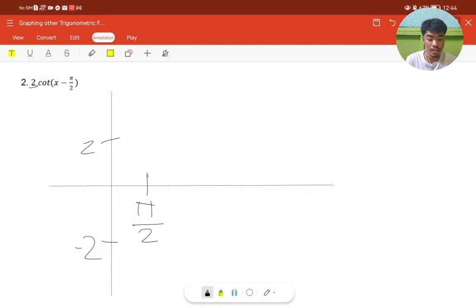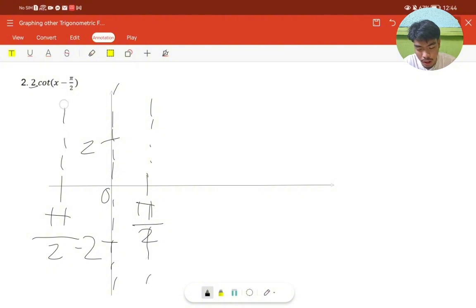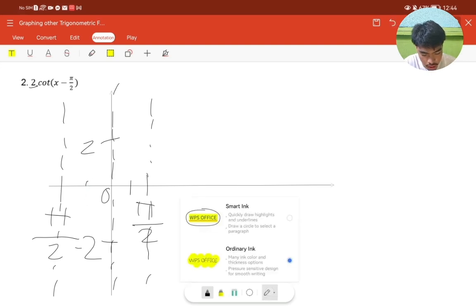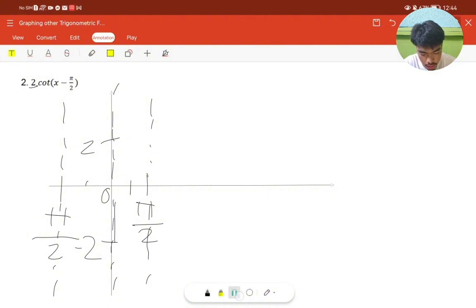Since it is pi over 2, we can subtract and get the same answer. Then we count 1, 2, 3, 4, 5 on the graph to place the center.